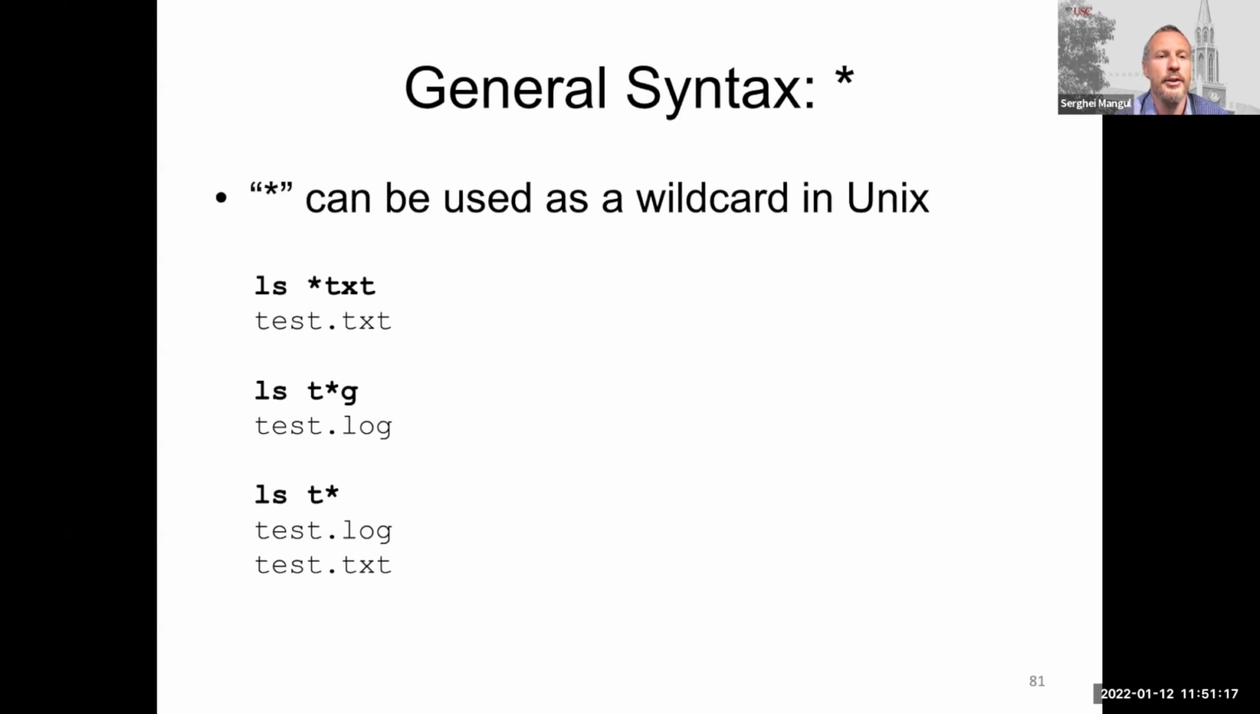So you can not just say what is at the end of the file, but you can say, I want to see files which start with t and end with g. You say t, asterisk, and then g, and you can see that. And the same, you can say, I want all the files which start with t, right? Okay.